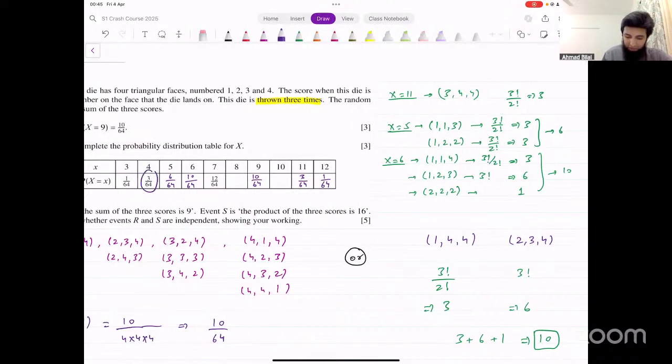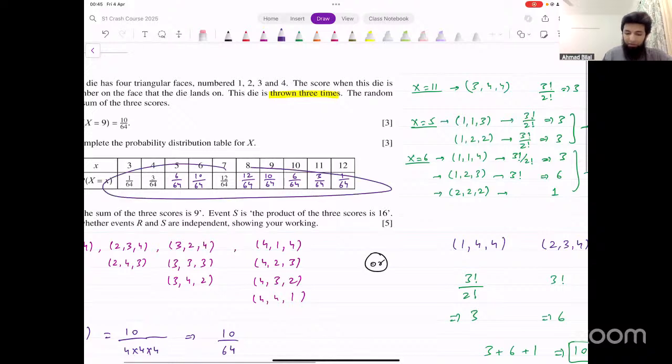You see, this was 3/64. This was 3/64. This is 10/64. This is also 10/64. So that means this one here should be 6/64, and then this one here should be 12/64. You can confirm this by adding all of these up. If they add up to 1, that means that's correct.